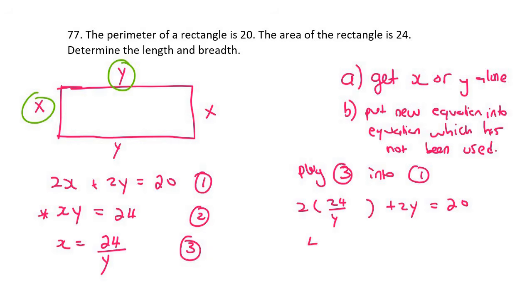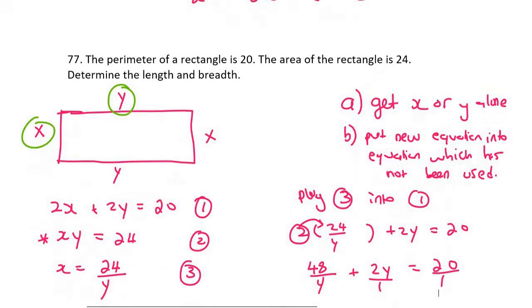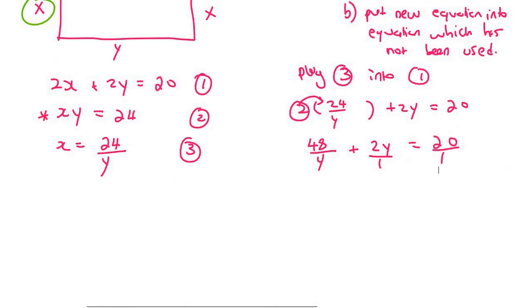Okay, and then I'm going to multiply out, so that's 48 over y. Remember that this 2 only goes to the top. Plus 2y equals 20. Now we simply have a common denominator. That common denominator is going to be y. And so we're going to multiply everything by y. So this will stay 48 over y plus 2y squared over y. See, because I multiplied top and bottom with y, equals 20y over y.